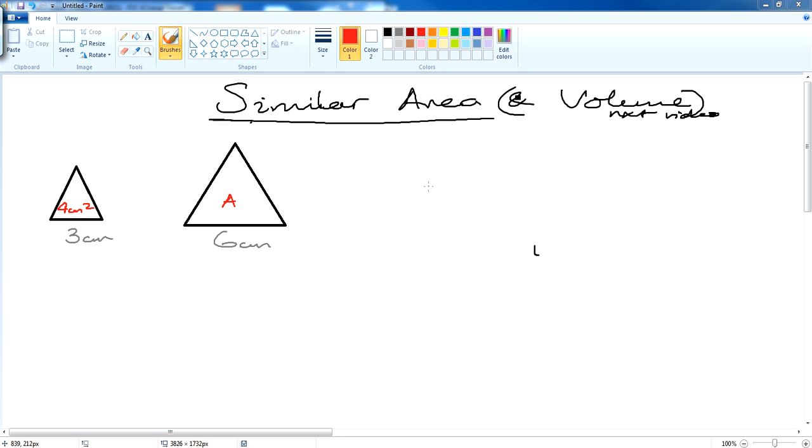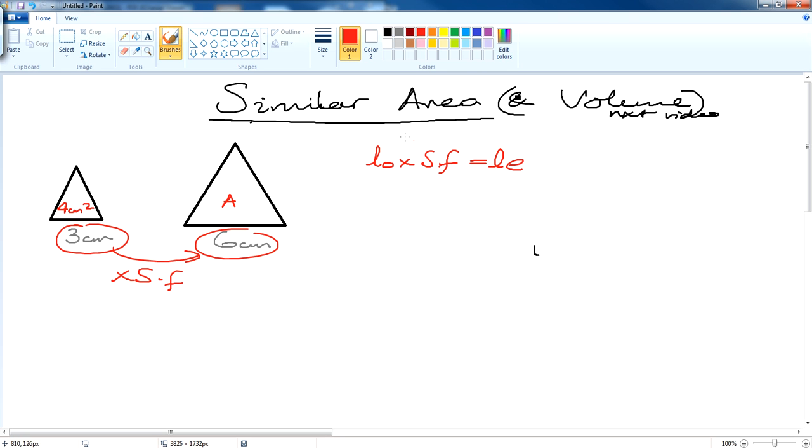Okay, in this particular question, we have to work out a similar area. So what we do first, we still use the same rule that we use in similar length. What was that rule? Length of the original times by the scale factor is equal to length of the enlarged. The reason why we need to use the length formula first is because we need to work out what the scale factor is. At the moment, we don't know the scale factor. We haven't been told the scale factor. So this shouldn't be too difficult. So 3 times by the scale factor is equal to the length enlarged.